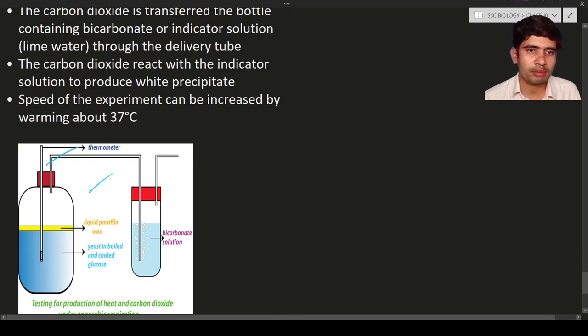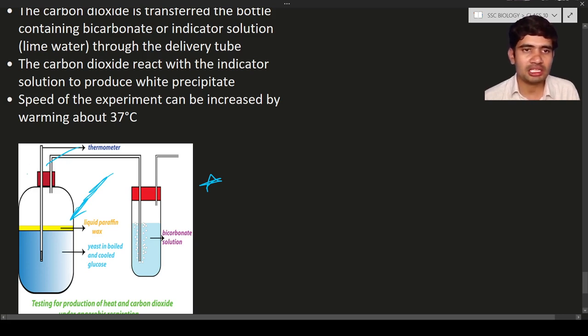After pouring paraffin wax, what do you have to do? You have to wait for some time. The paraffin wax will settle down, and arrange the apparatus in this way. So after that, what will happen? Slowly the yeast is going to increase its population. It is going to feed on the glucose, and it is going to produce heat and carbon dioxide.